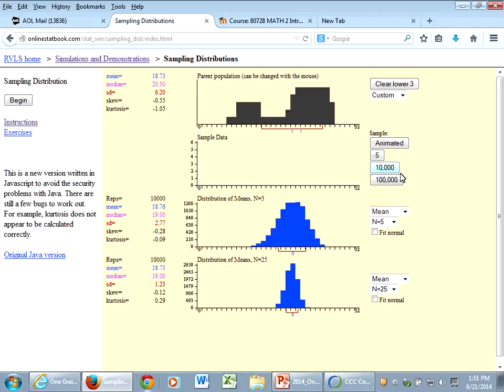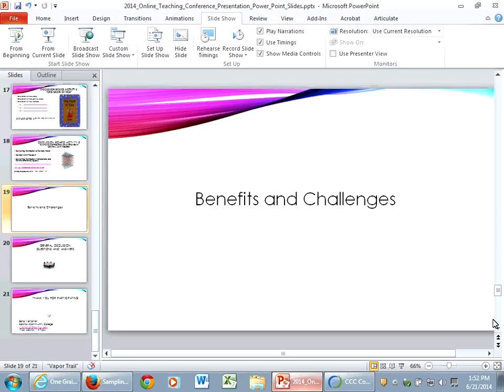Any questions about this activity? What are the benefits and challenges? The benefits are all above: engaging students in active learning. What do you think the challenges are?